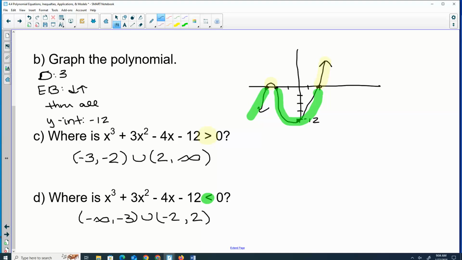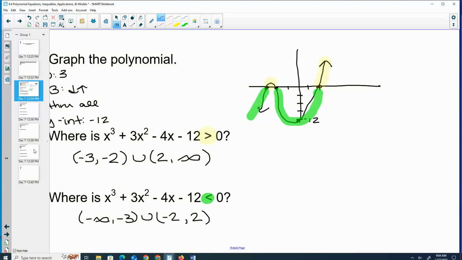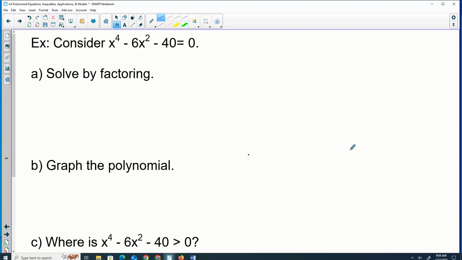Is that okay? So we got our zeros just by factoring techniques, and we are still reviewing our graphing, and I asked some inequality questions. Let's do this question. If I want to solve this one by factoring.